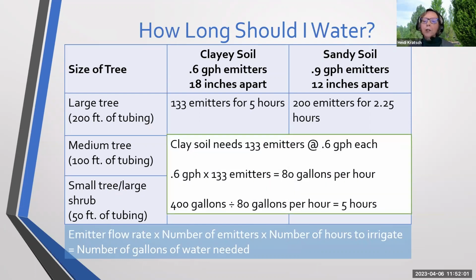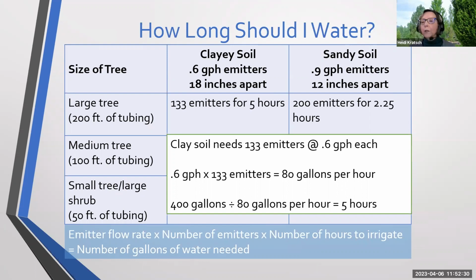Let's say based on your calculations that your large tree requires 400 gallons of water per week and you have a clay soil. So in a clay soil, you're using 0.6 gallon per hour emitters spaced 18 inches apart. You multiply 0.6 gallons per hour times the 133 emitters that are available to you within that 200 foot length of tubing, and you get 80 gallons per hour.